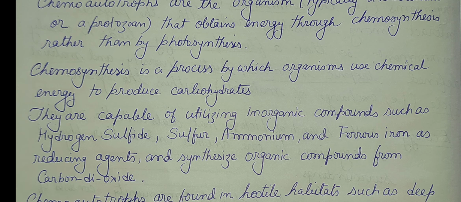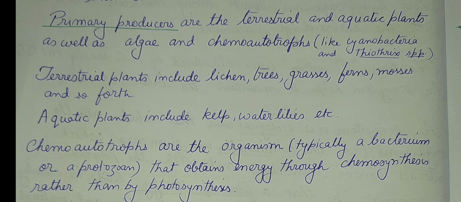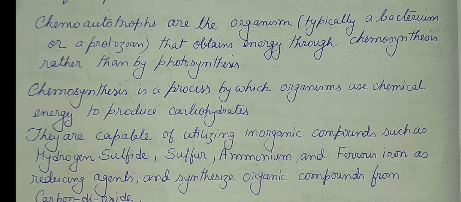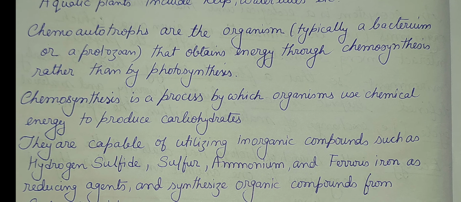So this is a simple process by which chemoautotrophs like cyanobacteria, like thiothrix, and some other protozoa get the energy from the chemosynthesis reaction rather than photosynthesis, but they are contributing a very little part in the form of the first trophic level.